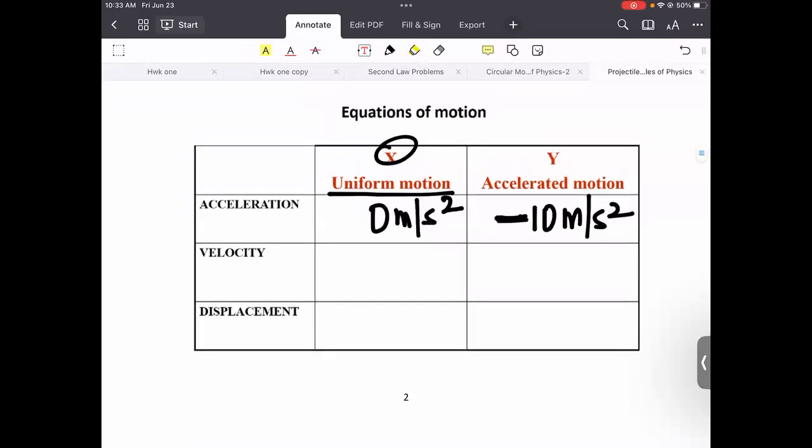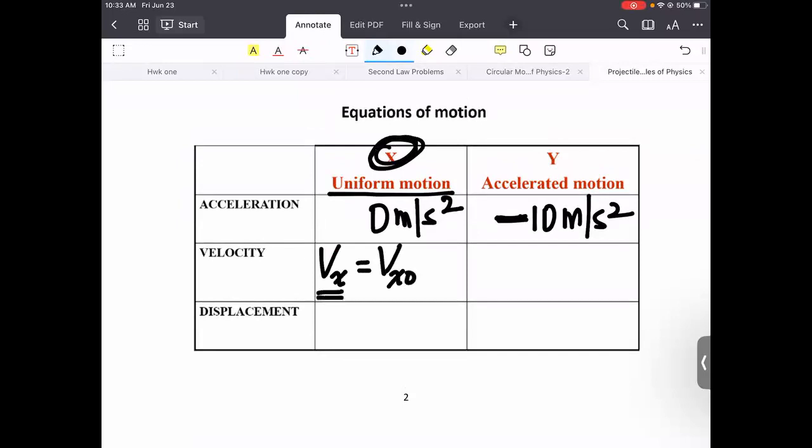What about velocity? If we see carefully there, velocity in the x direction is always constant. So v equals v x naught. In other words, velocity at any point in time is the same as velocity at the initial point.